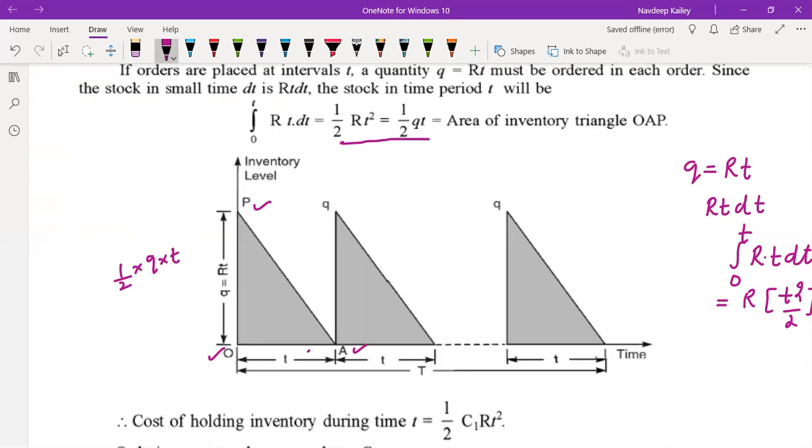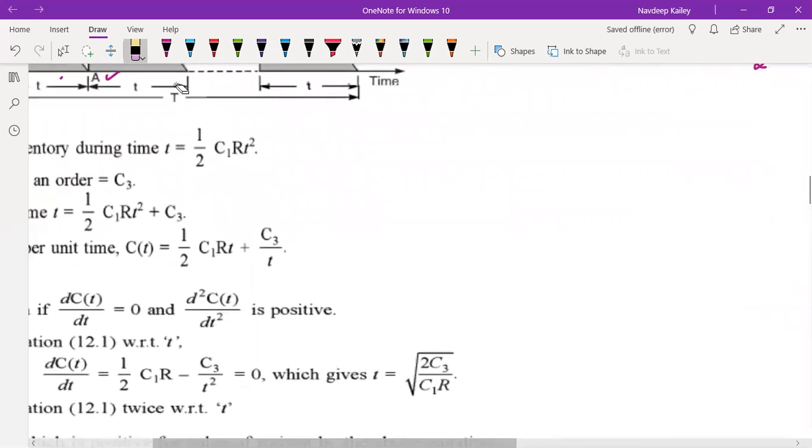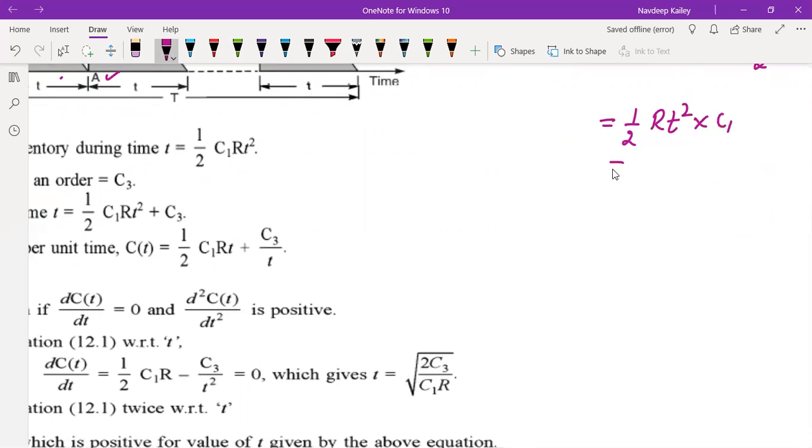Now the cost of holding inventory during the time t is given by half, the cost of holding is capital C1, and the stock in the time period is half RT square into C1. Therefore, the cost of holding inventory during time T is given by half C1 RT square.